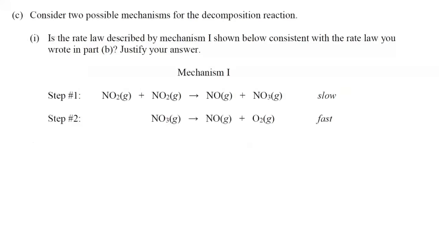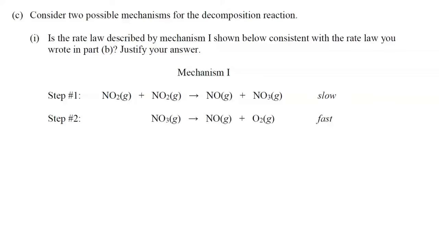Now we come to part C. And in part C, we have two different mechanisms. Mechanism number 1, mechanism number 2. And we have to consider if each mechanism is going to be consistent with the experimentally determined rate law that was written in part B.